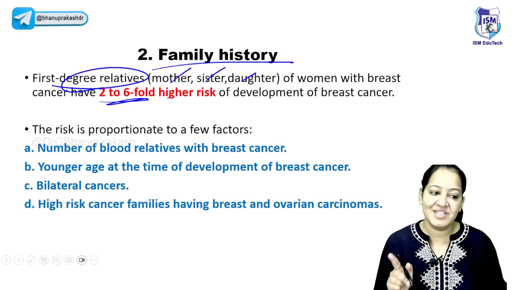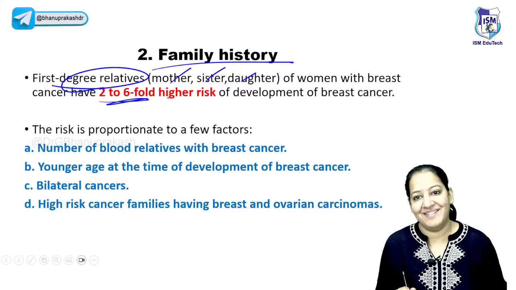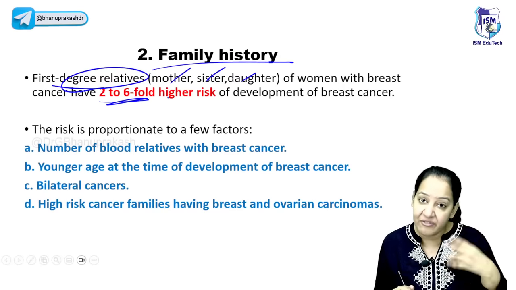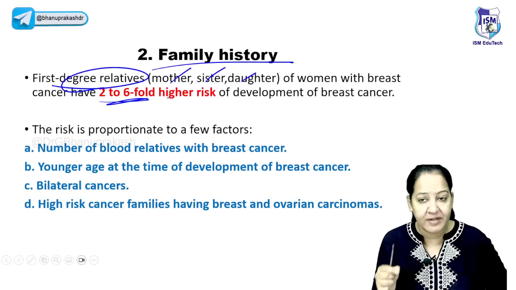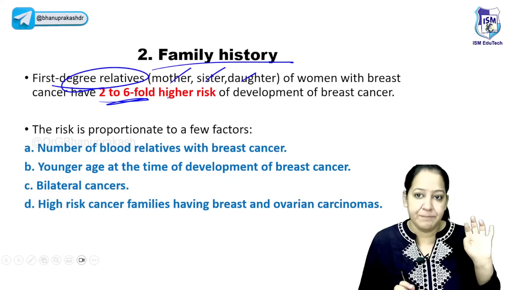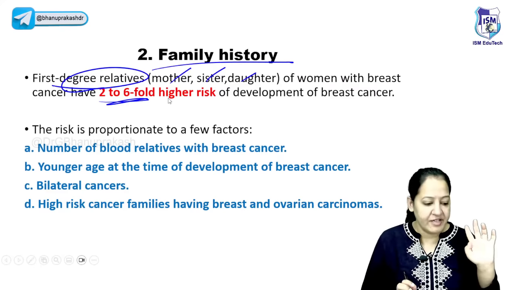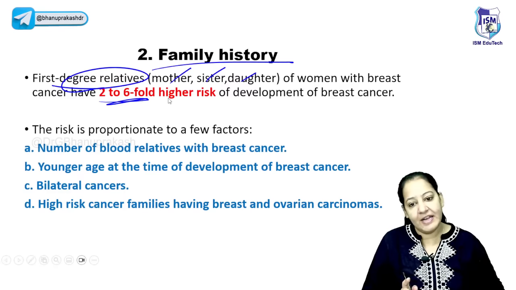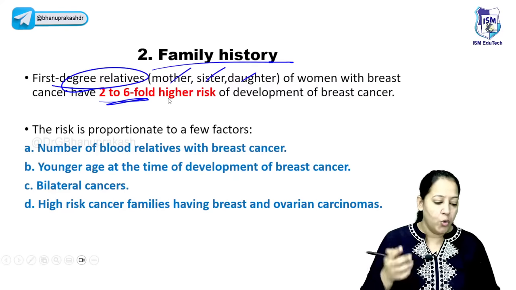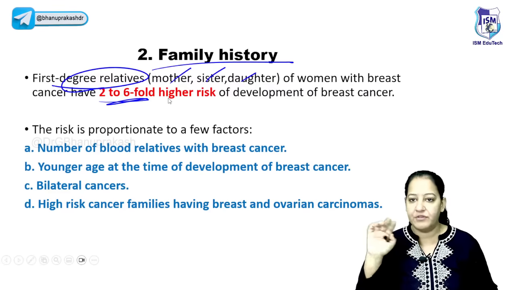Breast cancer is one of the cancers that runs in the family, like ovarian cancer. These are the familial cancers. They run in families because it is the mutated gene that is running in the family. So any female whose mother, sister or daughter has breast cancer is at increased risk of developing breast cancer in future as compared to another female who doesn't have any family history of breast cancer.